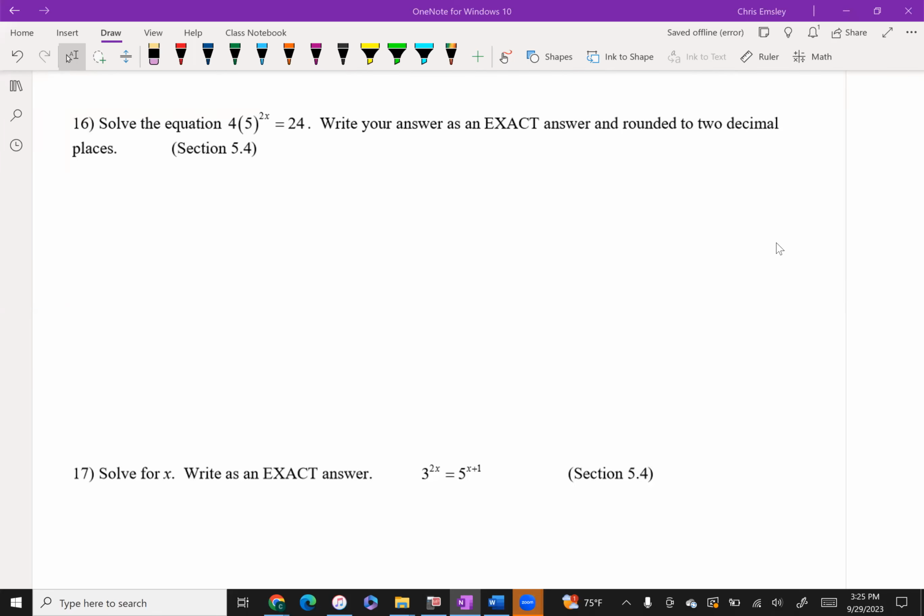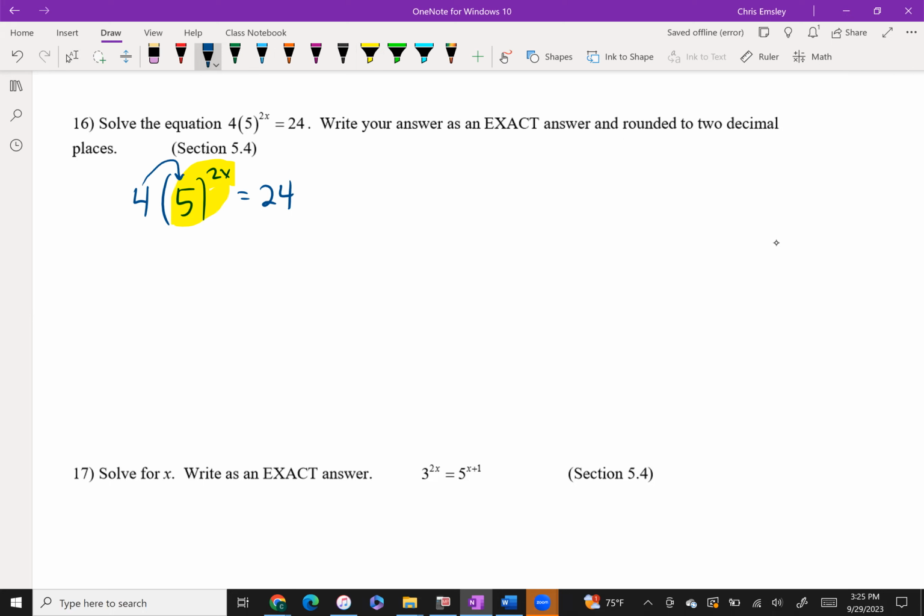Okay, number 16, we need to solve. We have another exponential equation here. 4 times 5 to the 2x equals 24. So this is the exponential part of our equation. Before we can solve, we need to isolate that. You cannot distribute this 4 into here because of the exponent.